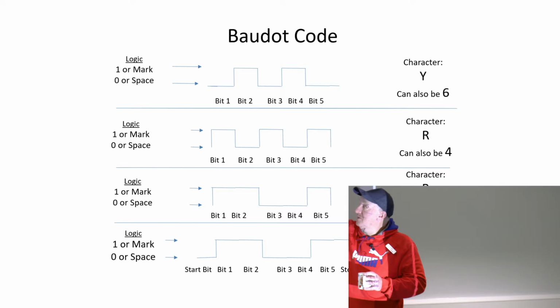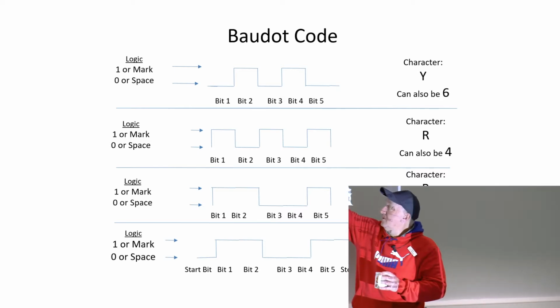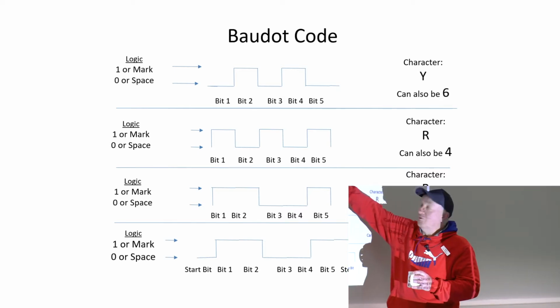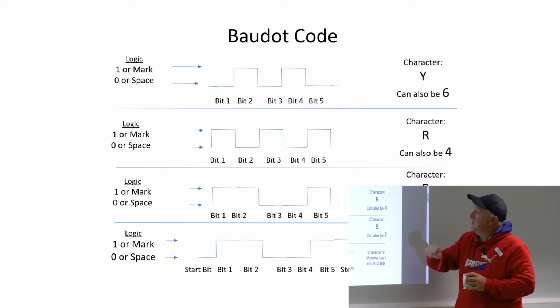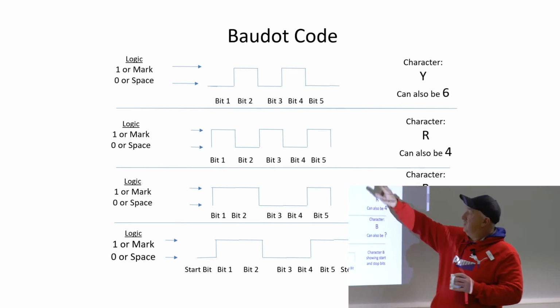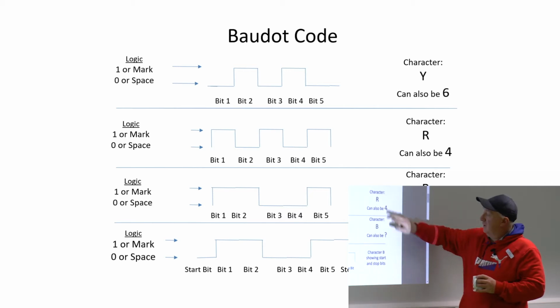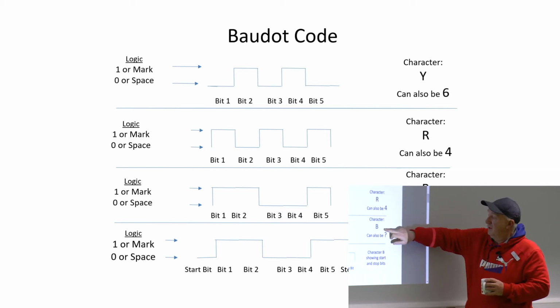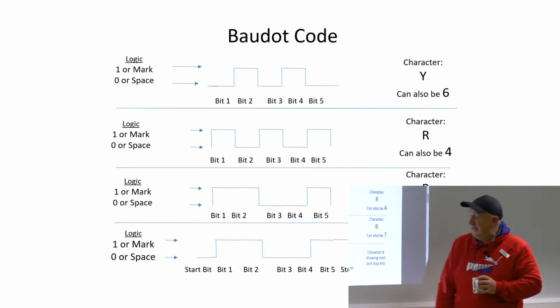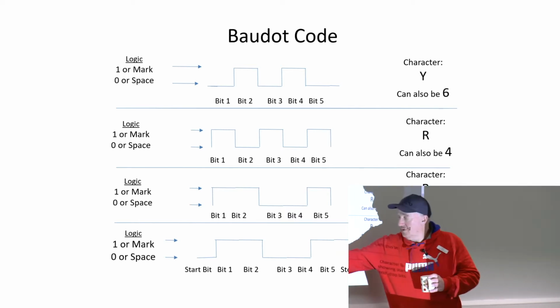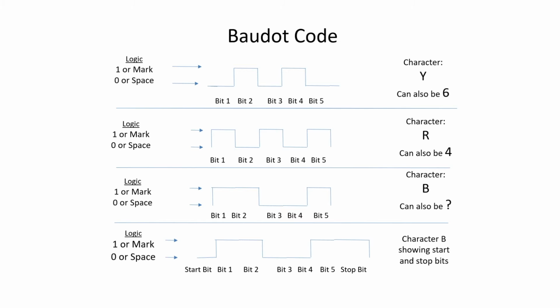Mark, space. So you send the bits, 5 bits. If it's a mark, or a hole, you send a mark. So Y can either be a Y or a 6. So this is an R or a B. So this is what is sent today. So basically you have a start bit, the 5 bits of the code, and a stop bit.